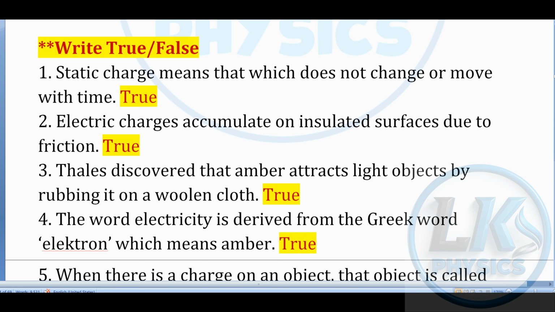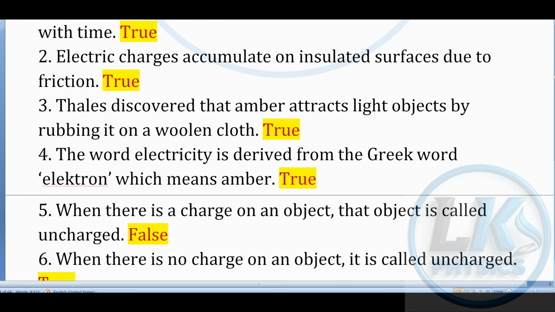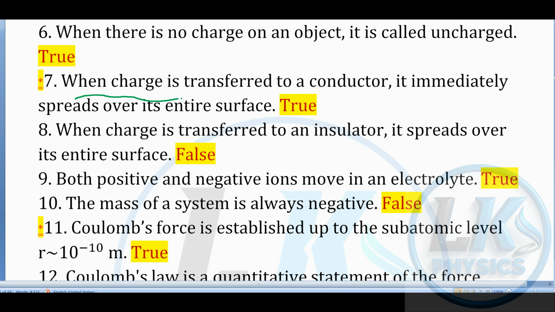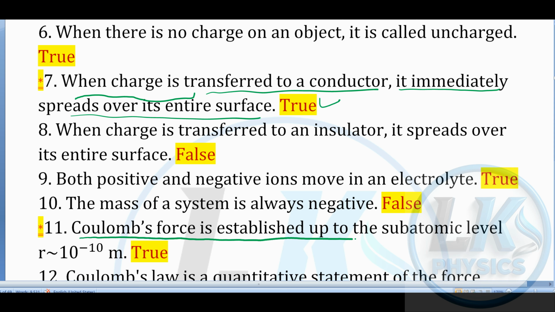Next format of question is in the form of true and false. Let us see the important true and false. When charge is transferred to a conductor, it immediately spreads over its entire surface. It is true. Now next question is, Coulomb's force is established up to the subatomic level, that is R is approximately equal to 10 raised to power minus 10 meter. It is also true.